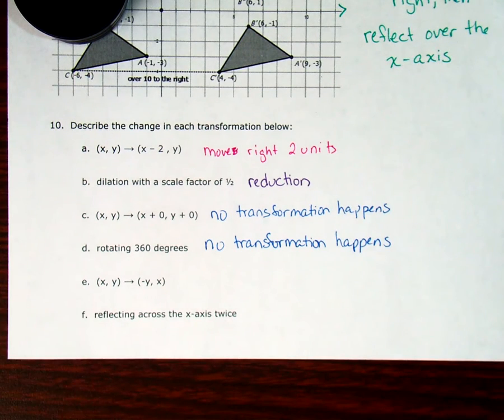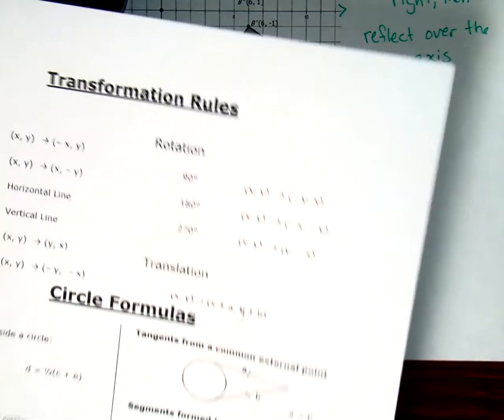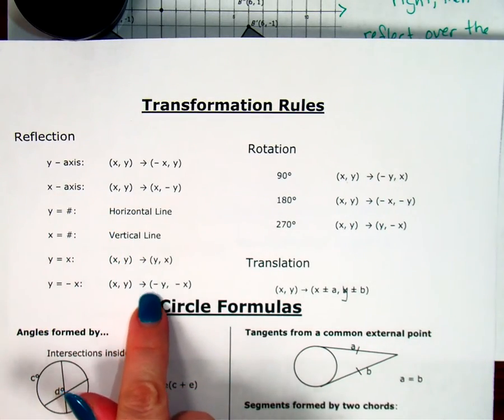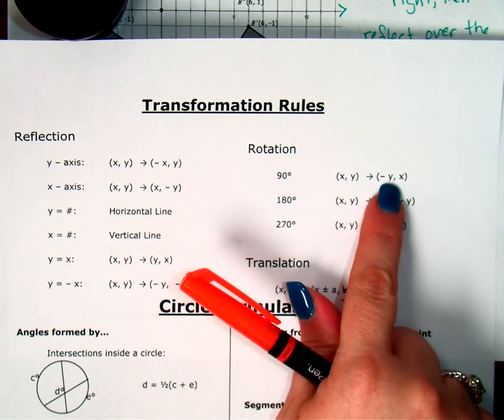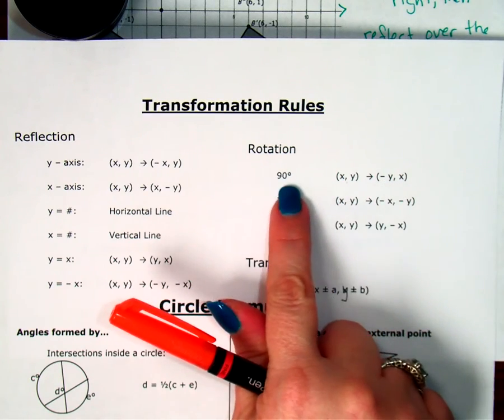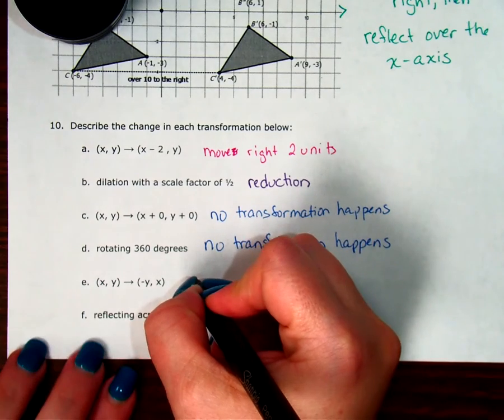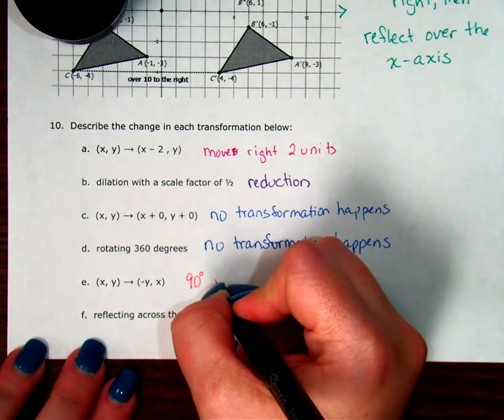Okay? When I look at the next one, I can see that it says xy becomes the opposite of y, x. And I don't know that off the top of my head, so I'm going to go look on my formula chart and see where do I see the opposite of y, x. So when I look, the opposite of y, x is a rotation of 90 degrees. So this is a 90-degree rotation.